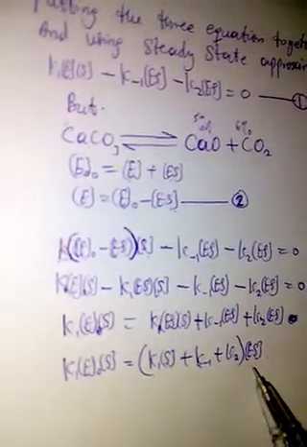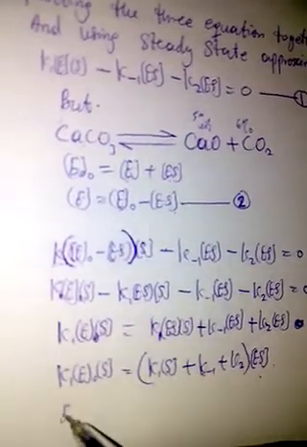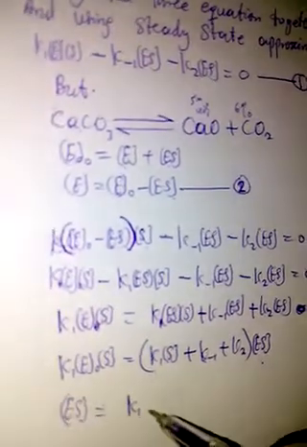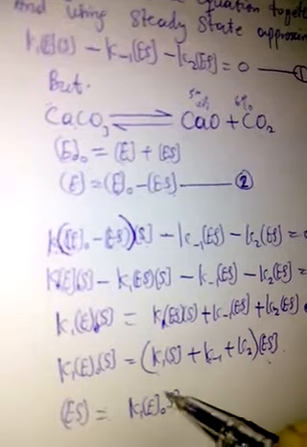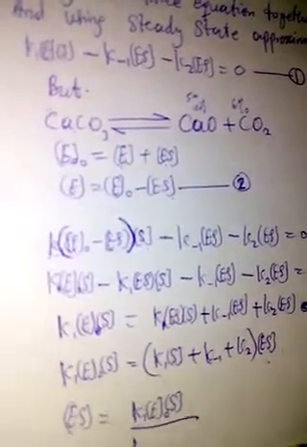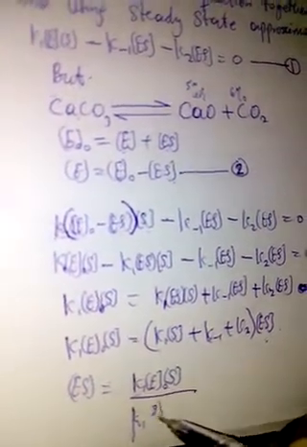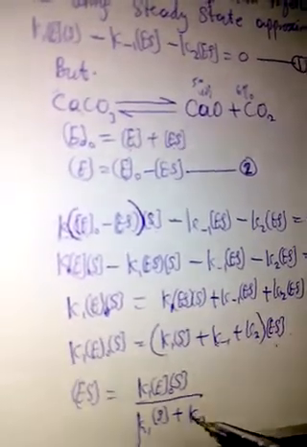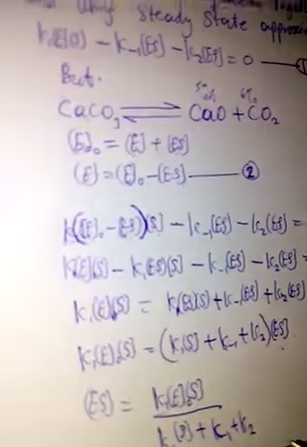So for me to get my ES now, I can divide both sides by this. So ES equals to K1 E0 S, all over, when I divide this by this, I have K1 S plus K minus 1 plus K2.